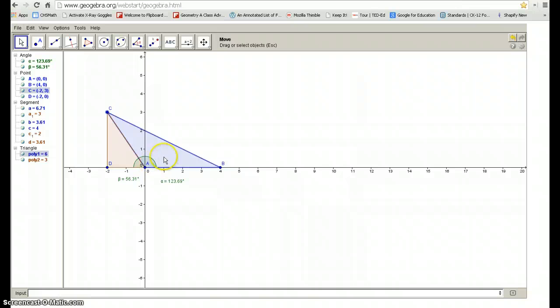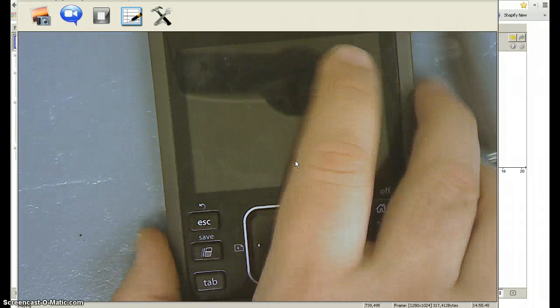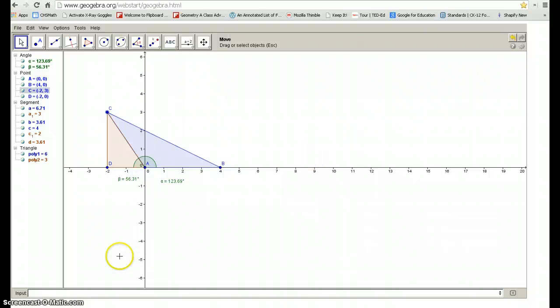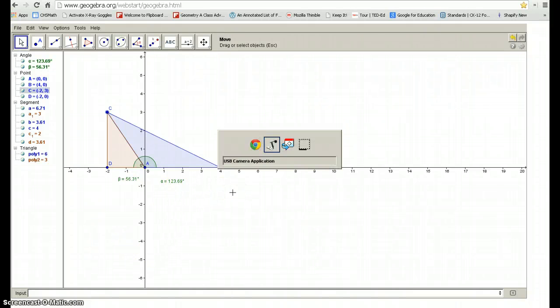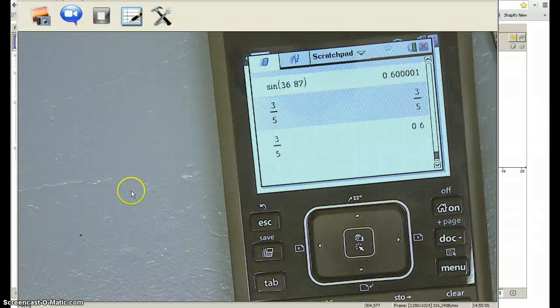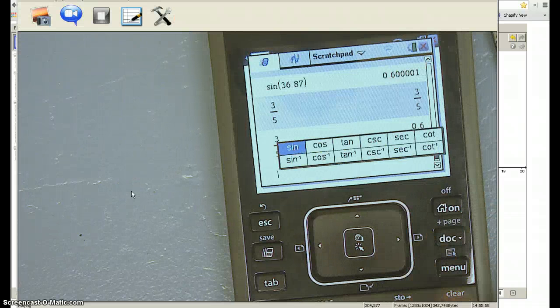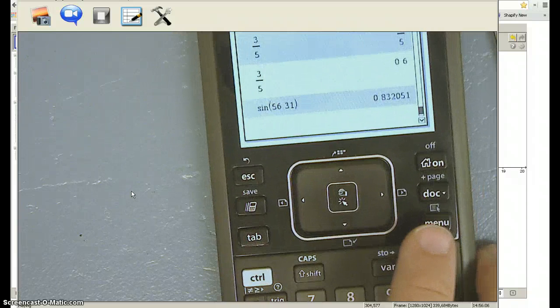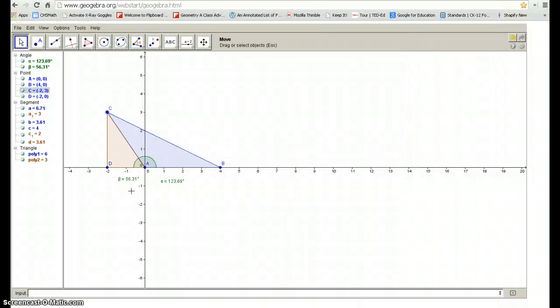So how do we find a trig ratio for this angle? What we do is we just use the trig ratio of this one. So if we want the sine of this, it's going to be equal to the sine of that. Let's take a look at our calculator and confirm it. So here I have a 123.69 degree angle and a 56.31. Let's measure the sine of a 56.31 degree angle. We enter that and we get 0.832051.